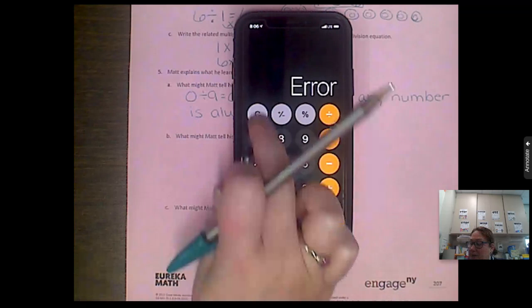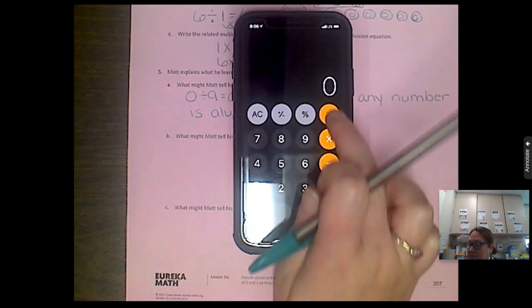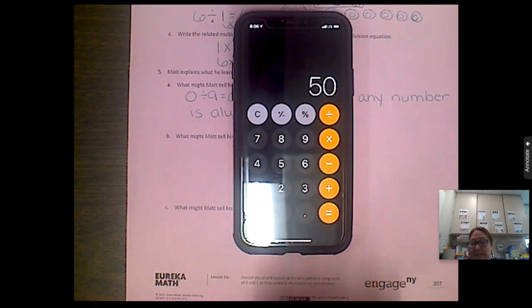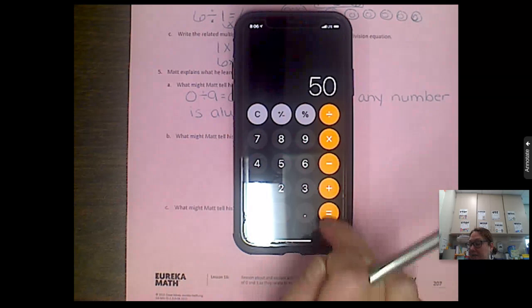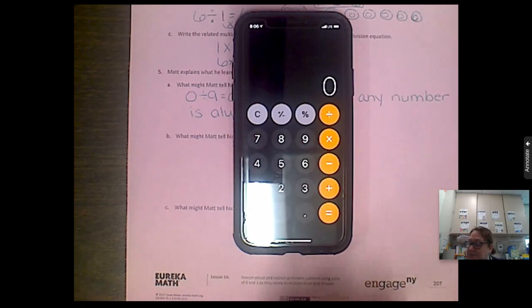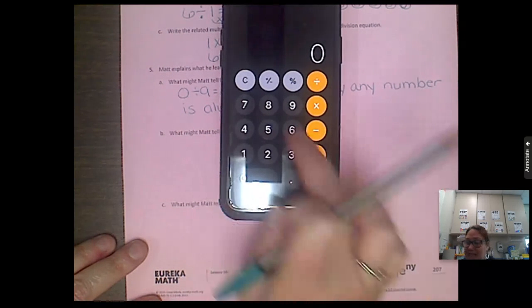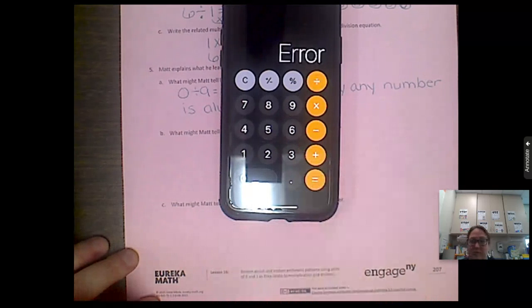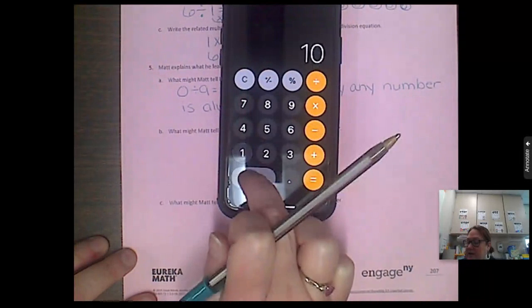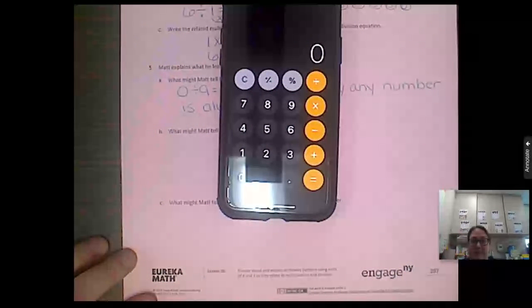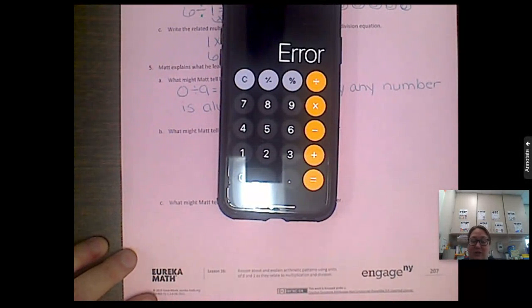You can't do it. What if I do 0 divided by 50? 0 divided by 50. Can I do that one? Yes, because I can start with 0 in my division sentence, and that answer is always going to be 0. So like this one, 0 divided by 9. So if I try 0 divided by 9, that equals 0. Could I do 9 divided by 0 though? I can't divide by 0, right? 9 divided by 0, error. If I did like 1,000 divided by 0, can I do that? I'm going to get an error. So anytime we're dividing by 0, your calculator is going to show an error because you cannot divide by 0.